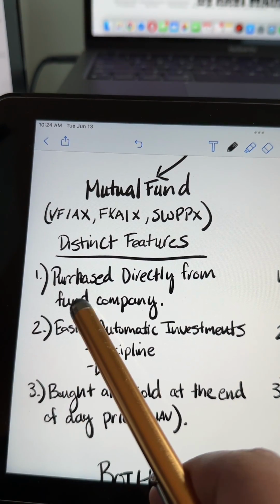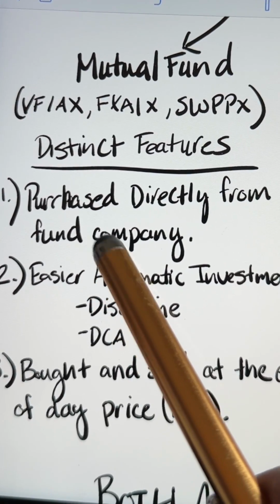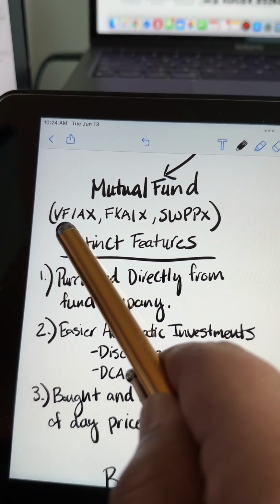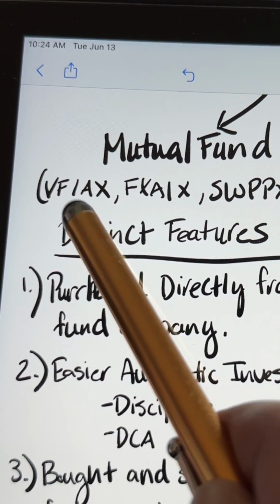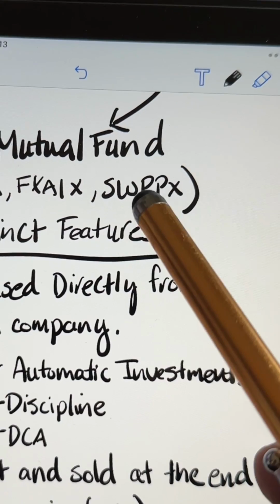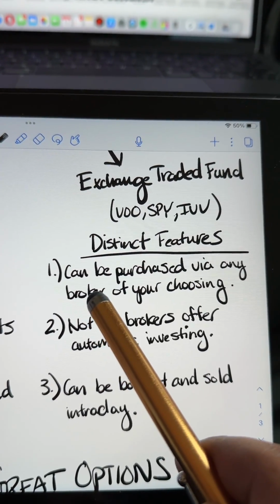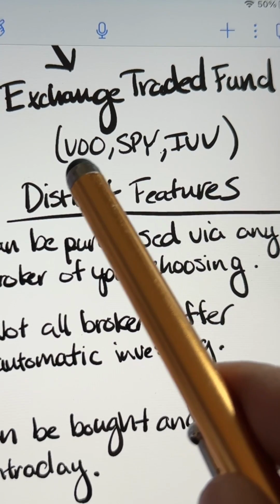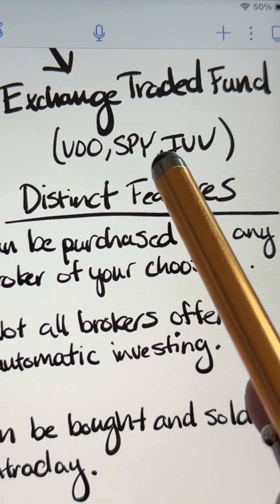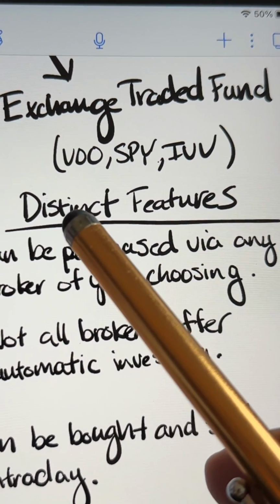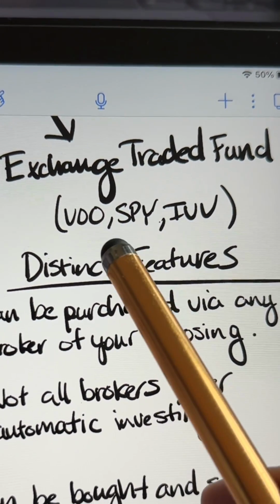Number one, index fund mutual funds can generally only be purchased directly from the fund company. And what I mean by that is if you were to invest in VFIAX, you'd have to open a Vanguard account, FXAIX, a Fidelity account, SWPPX, a Schwab account. On the other hand, index fund ETFs can be purchased via any broker of your choosing. So to buy any of these ETFs like VOO, SPY, or IVV, you could use TD Ameritrade, M1 Finance, Robinhood, or even apps like Cash App that let you buy stocks.